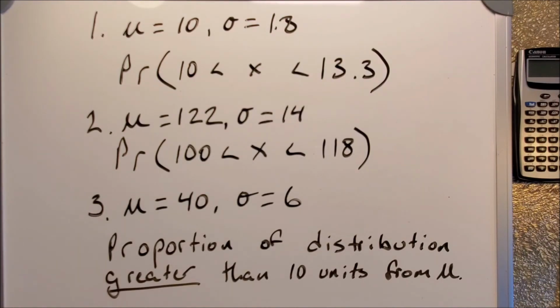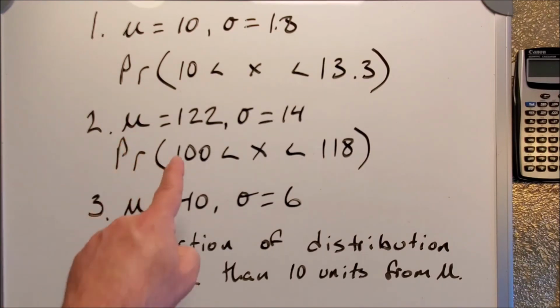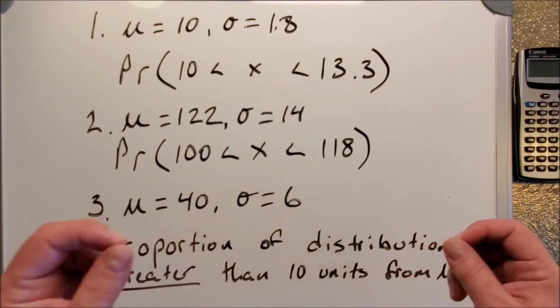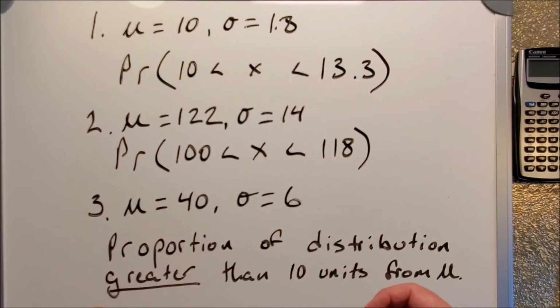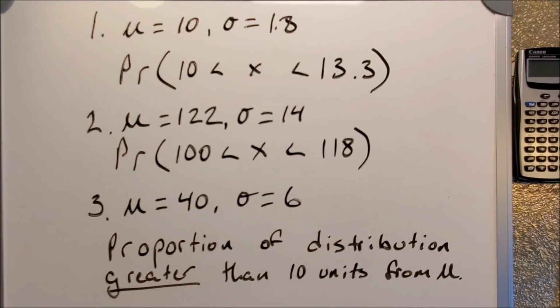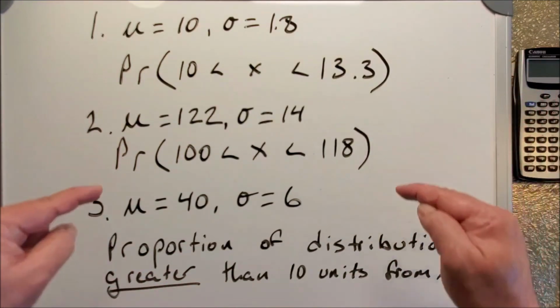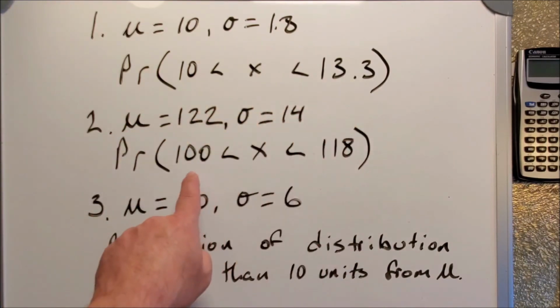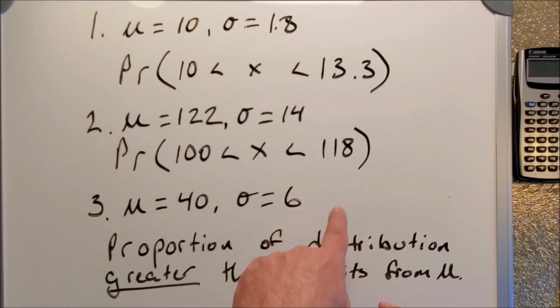Here's the second one. We have a population with a mean of 122 and a standard deviation of 14. What is the probability of a randomly selected score from that population having a value between 100 and 118? Or what's the proportion of that distribution? Same thing. Now remember, with both of these problems, you're going to need to first translate the values you're working with into z-scores, and then use those z-scores on the table to get the area. Here's the third one.